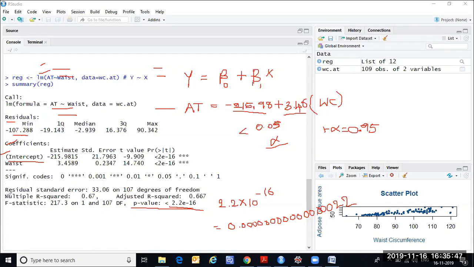measure called multiple R squared value. Multiple R squared value means 0.67. This multiple R squared value talks about the percentage of the data points that are falling on the best fit line that you have chosen for your prediction. So this is the line that you have chosen.